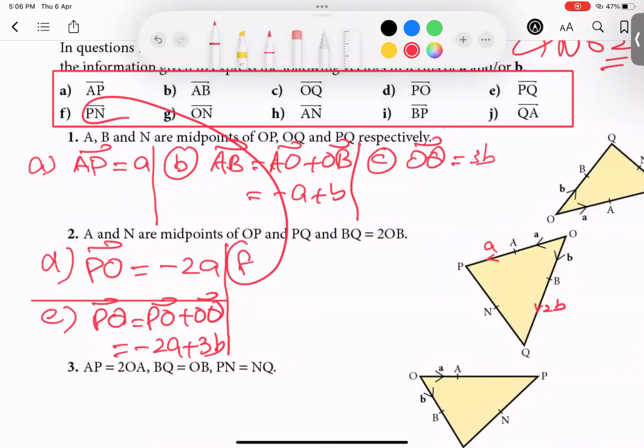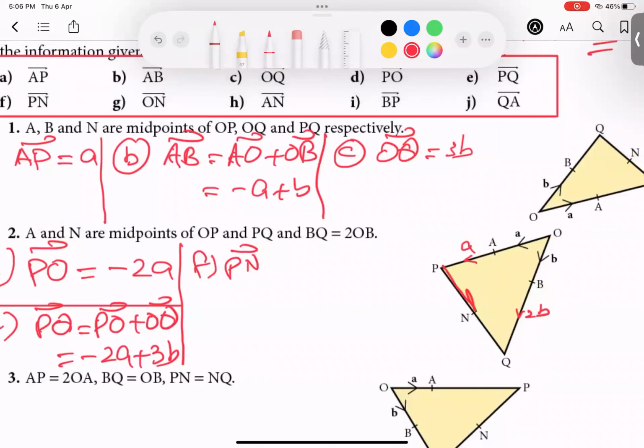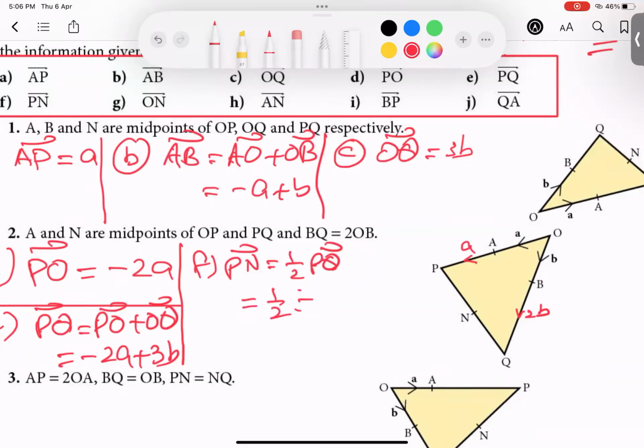F part is PN. So PN is my concern. Starting from P, ending at N. PN, this part I don't know, but N is a midpoint as he mentions. So it means, can I say PN is half of PQ? Correct. I'm writing here half of PQ. And PQ, I got it already. So student, this time we are getting a fraction form, but can you simplify it? No, we can't.